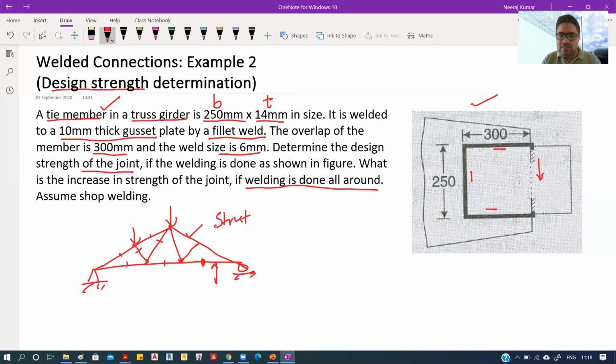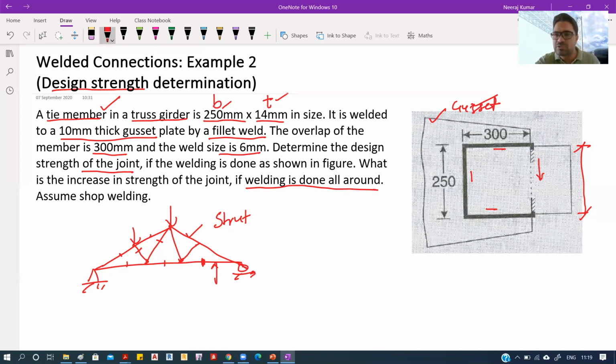So the width of the member is given and the thickness of the member is given, and in the figure we can see that this is the width of the member which is being connected with this plate. This plate is a gusset plate. Now we need to understand what a gusset plate is. A gusset plate is a general plate which is used to join more than two members, two or more than two members.